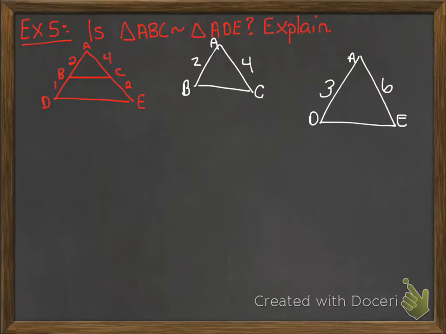I've got to figure out if my triangles are similar, and I've got to figure out why. I'm looking for AA, SSS, or SAS. Are we okay with that? Yeah. What do I want to do with my sides? I want my sides to be proportional. I want my included angles to be what? Congruent.